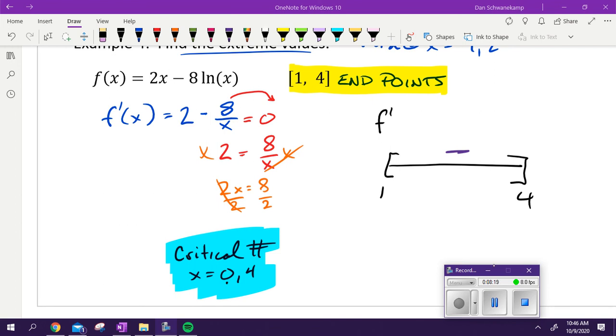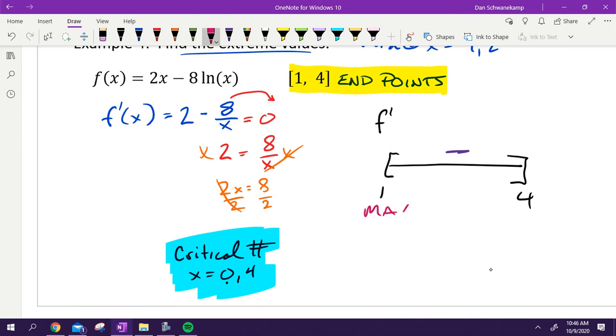Thumbs up if you think 1 is a maximum. Thumbs down if you think 1 is a minimum. Thumbs up if you think it's a maximum. All right, we're not sure. It is a maximum. Michael, why do you think 1's going to be a maximum?